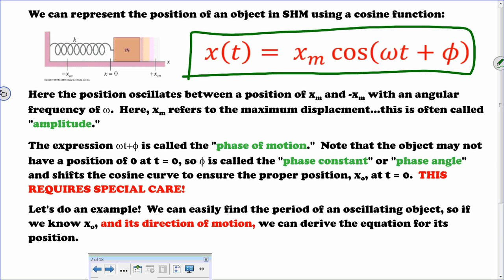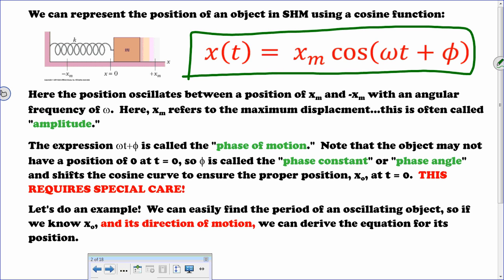All right. Okay. So as I was saying, your position is going to oscillate between your positive maximum position and your negative maximum position. Cool? All right. That's going to occur with an angular frequency of omega. Again, xm refers to your maximum displacement. It's often called amplitude, exactly as you would anticipate.